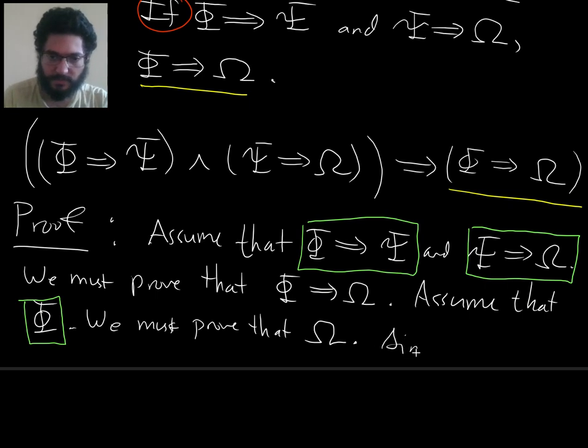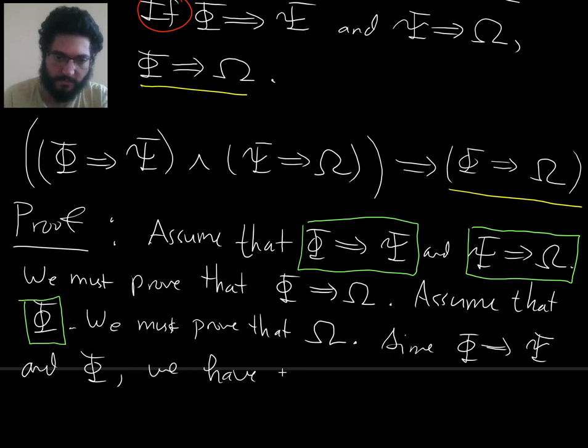So since phi implies psi, this thing, and phi, this thing, we have psi. Have means we know that it is true, or we may deduce it. Okay, so this is now one of the pieces that I've brought into play. This is now true.